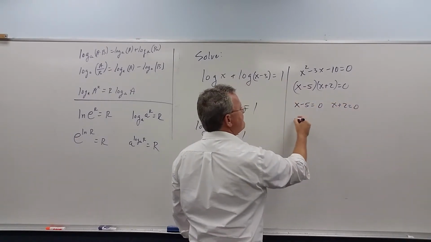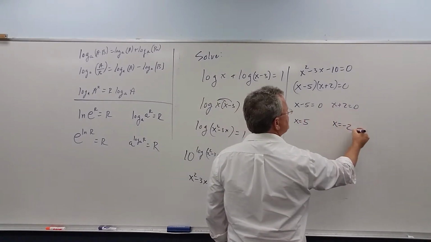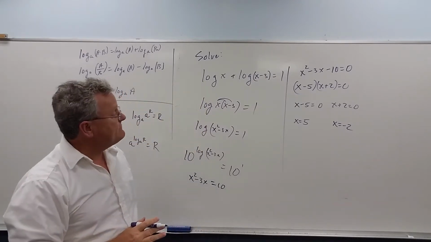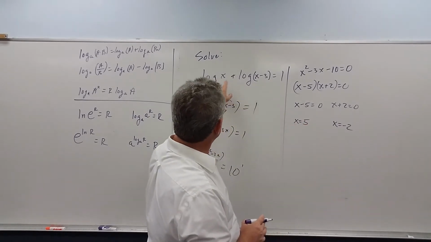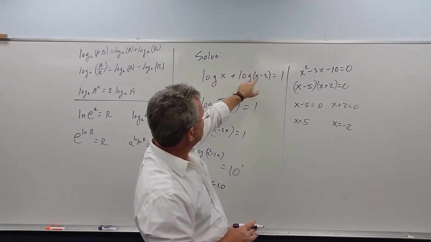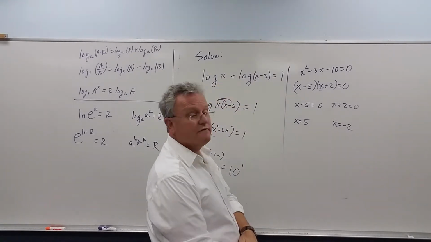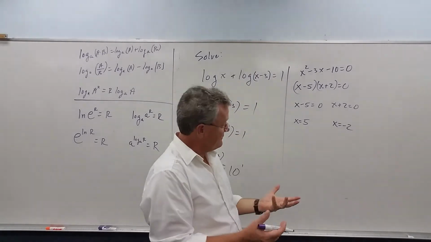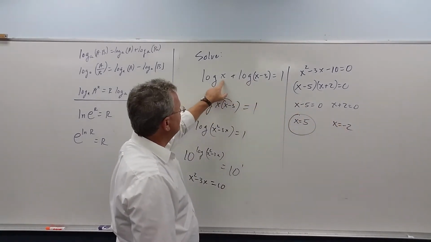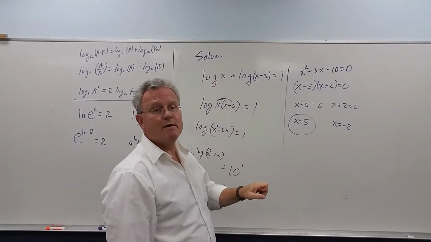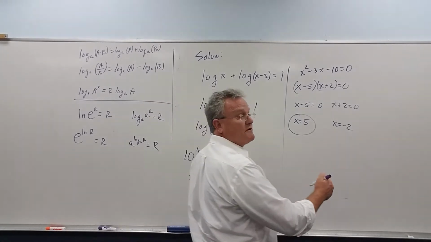When I add 5, we get x equals 5. When I subtract 2, we get x equals negative 2. Now, we've got to be careful here. We want to check these. When I plug in 5, we get the log of 5 plus the log of 2 equals 1. The log of 5 and the log of 2, there's no problem there. This is a solution. But when I plug in a negative number, the log of a negative number does not exist.